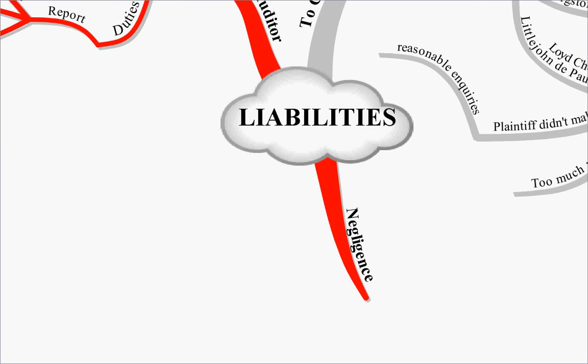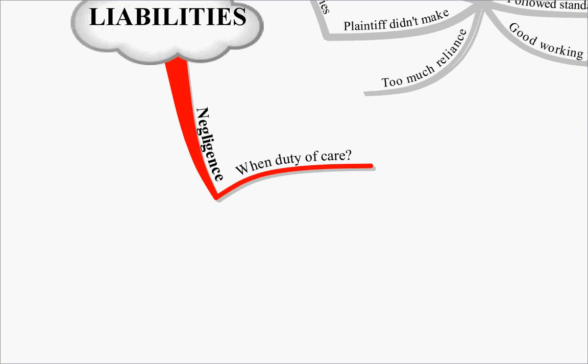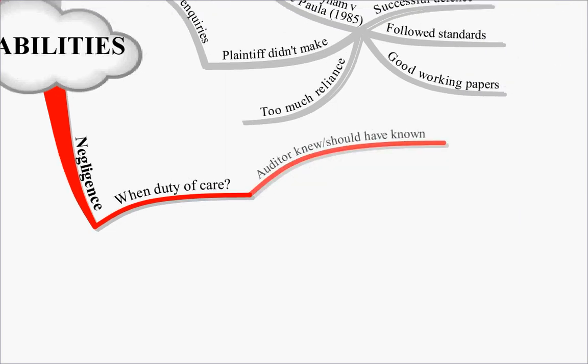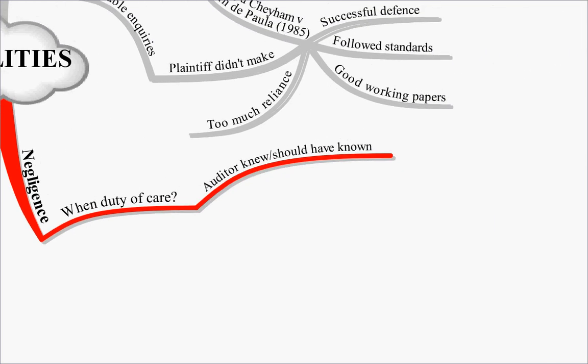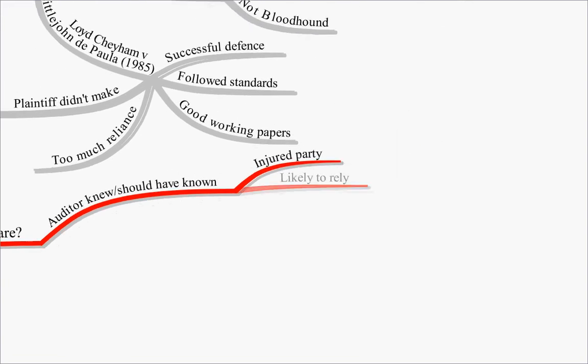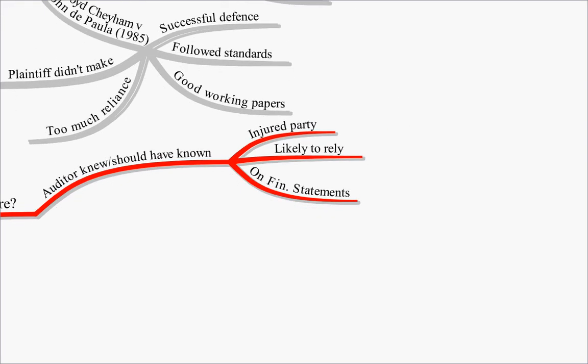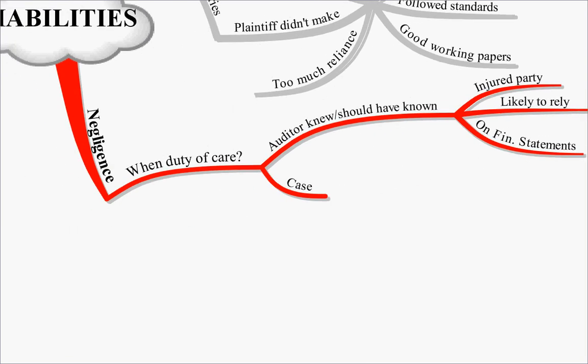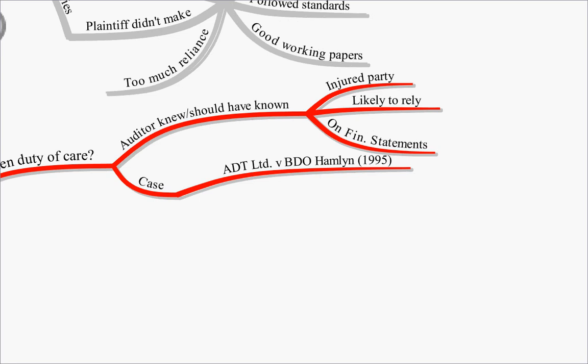So let's look in a bit more detail at negligence. We need to ask ourselves some questions. First of all, when do we owe a duty of care? Well, we owe a duty of care when the auditor knew or should have known that the injured party was likely to rely on the audited financial statements. This comes out of a case called ADT versus BDO.